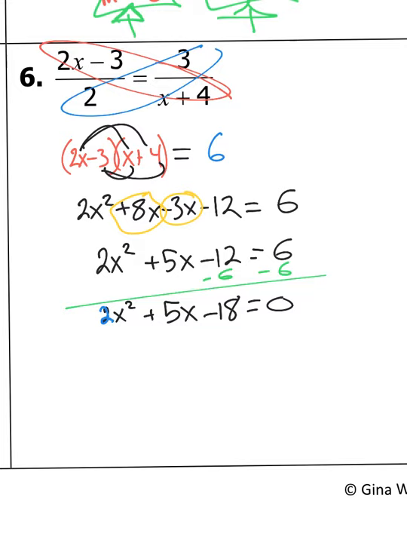2, 5, and 18 unfortunately do not have a GCF, so I'm going to have to say, okay, fine, what are my factors of a times c now that are going to add up to b? So what are my factors of negative 36 that add up to 5? And that would be 9 and 4. So since it's positive 5, I'm going to make the 4 negative there.